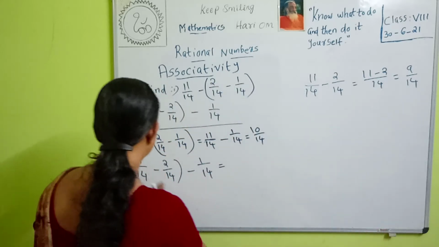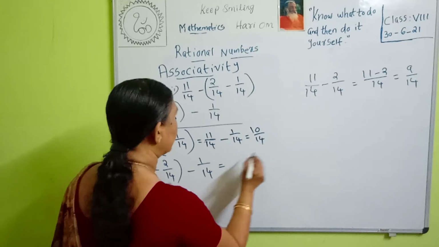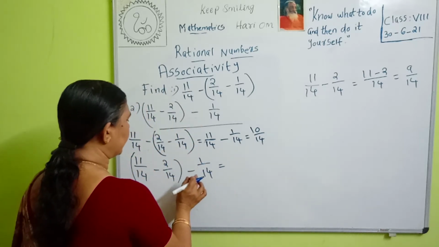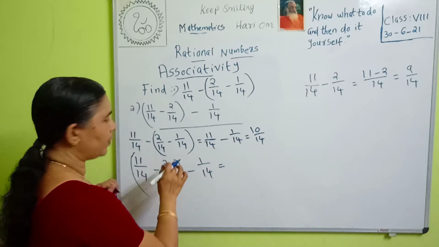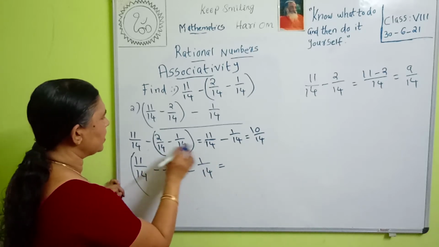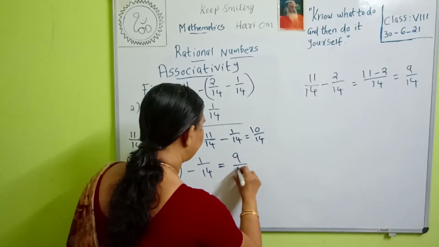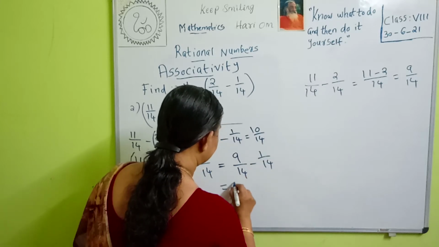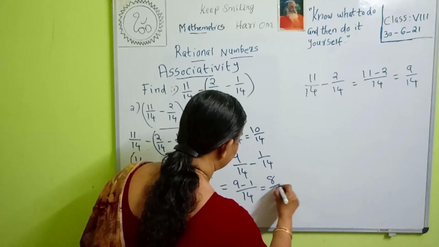So here what is the answer? It is equal to 9/14 minus 1/14. What is it? It is equal to 9 minus 1 by 14. That is equal to 8/14.